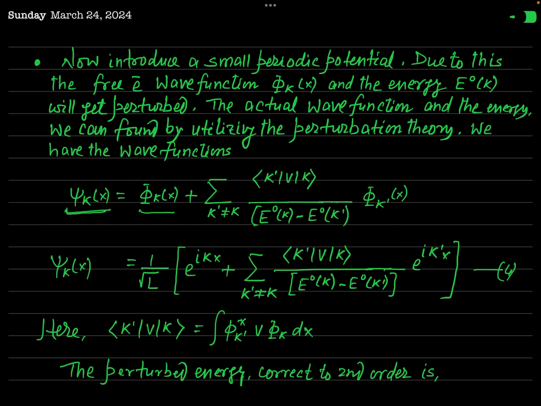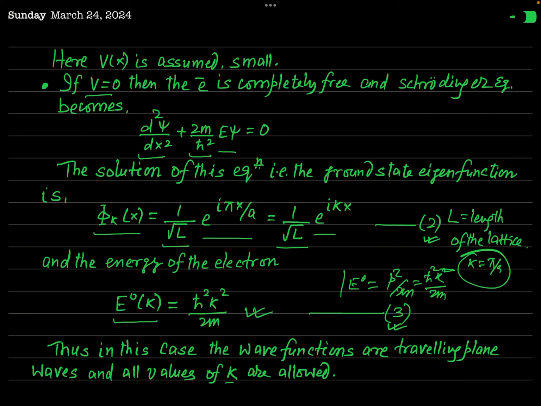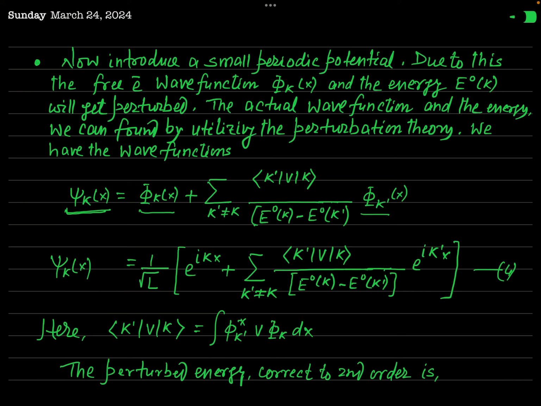It is not read like this. This is simply read as k dashed V k, over E naught k minus E naught k dashed, times phi k dashed of x. But as you have seen, this phi k of x is given like this: 1 over root L e to the power i k x. So this phi k of x will be replaced by 1 over square root of L times e to the power i k x. And in a similar manner, this phi k dashed of x will be 1 over root L times e to the power i k dashed x.